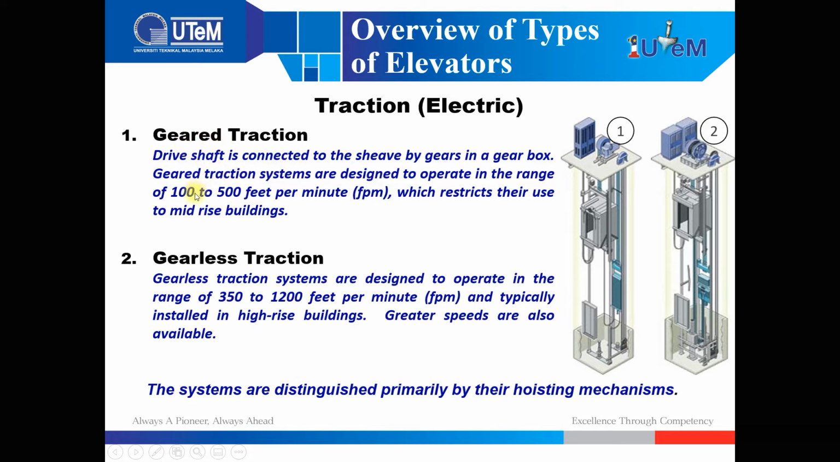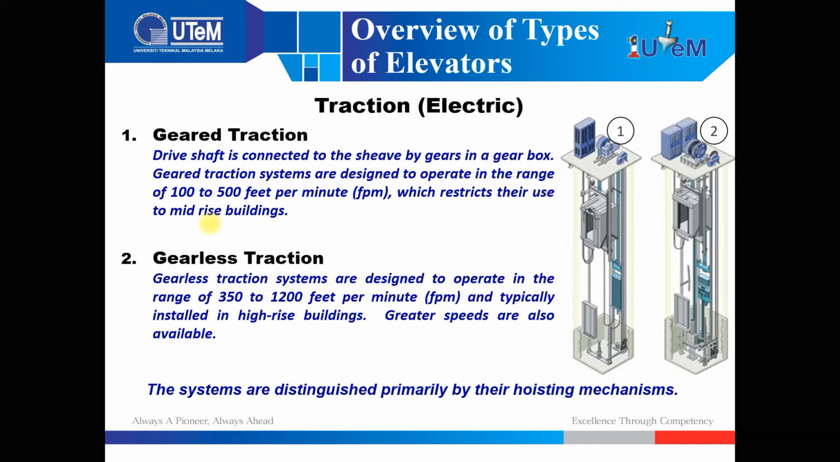Untuk gear traction, dia punya design operated is in the range of 100 to 500 feet per minute FPM, and restrict their use to medium rise buildings. So dia punya range of the operation is on dia punya speed range 100 to 500 feet per minute.